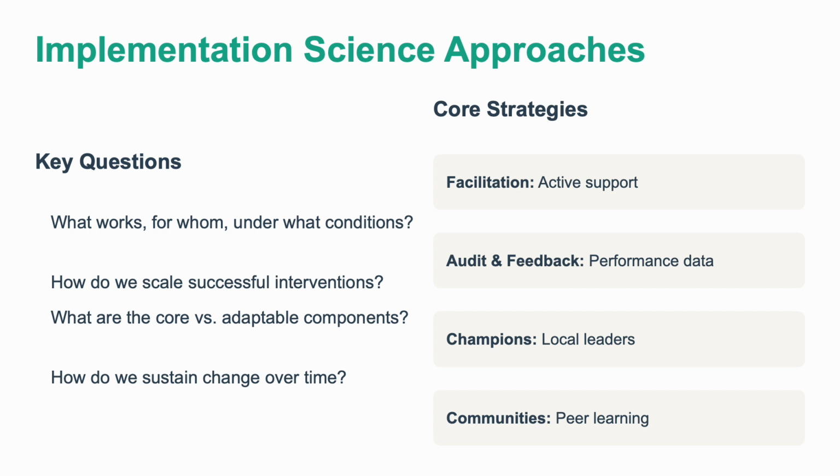Core strategies include facilitation, active support for implementation; audit and feedback, using performance data to drive improvement; champions, leveraging local leaders who advocate for change; and communities, creating peer learning networks. Implementation science recognizes that evidence alone doesn't change practice. We need active strategies addressing organizational, individual, and system-level barriers.